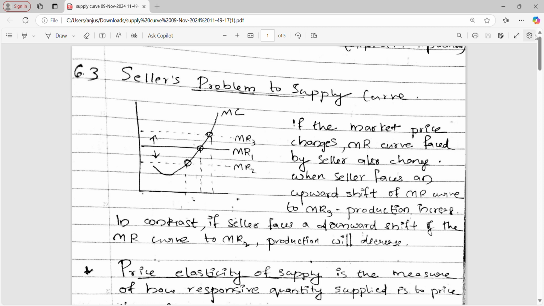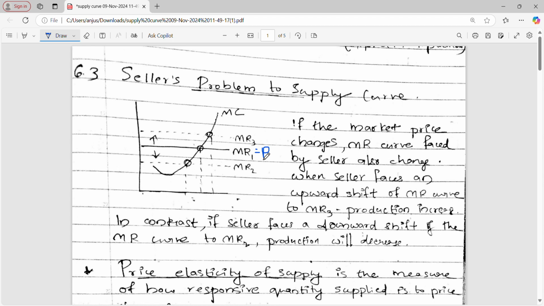So we are moving to 6.3, and in this video we will be covering that: seller's problem to supply curve. We know that in a perfectly competitive market, marginal revenue is equal to market price. So if the market price changes, the marginal revenue curve faced by the seller will also change.